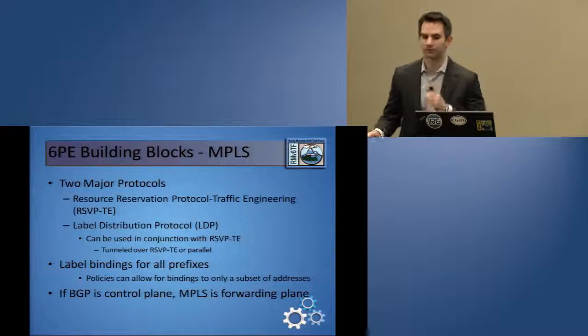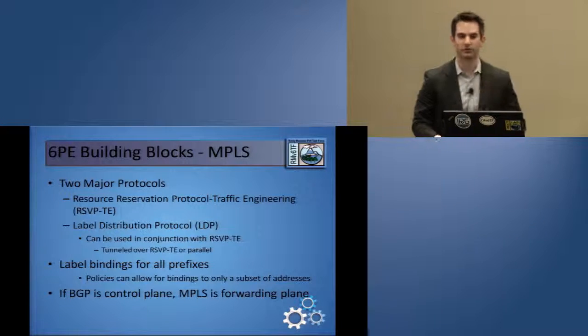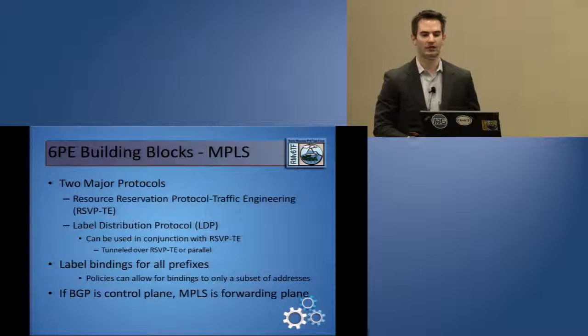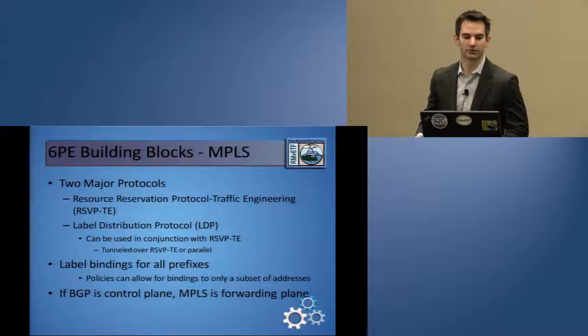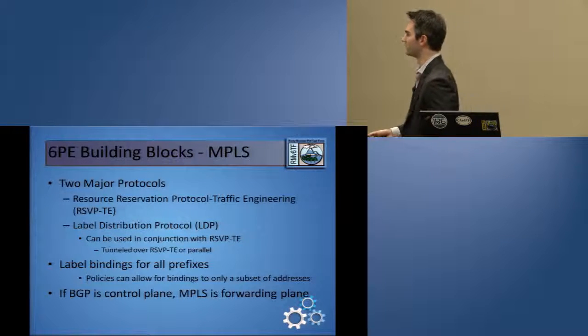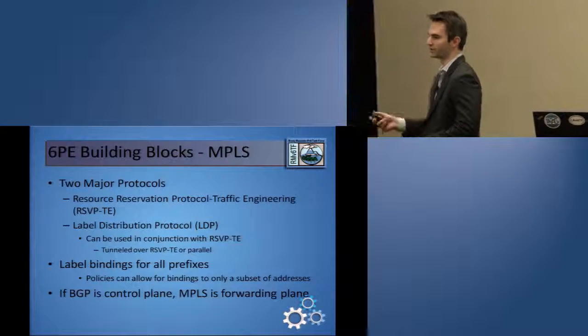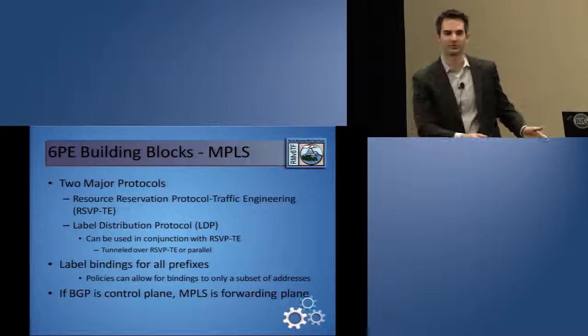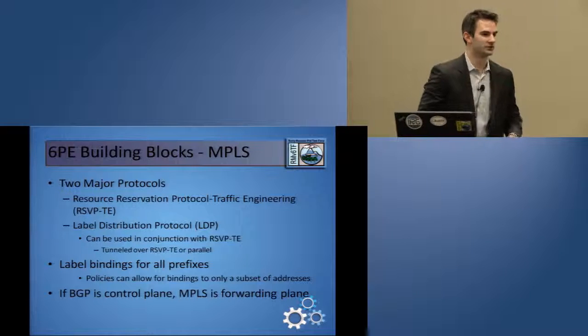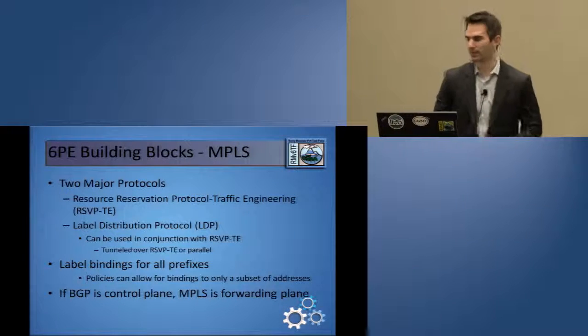So the other part of it, you have two major protocols with multi-protocol label switching. This is the other half of what makes 6PE work. These are the two common ones: Resource Reservation Protocol, usually called RSVP-TE, using TE just to distinguish it from the original protocol it's based on that's not really used, which was in contrast to diffserv for QoS functionality.